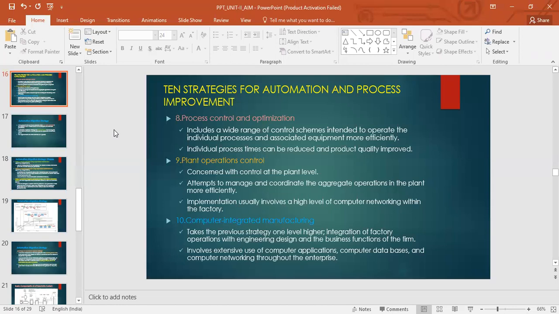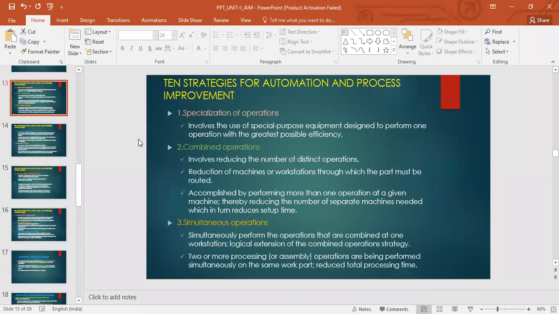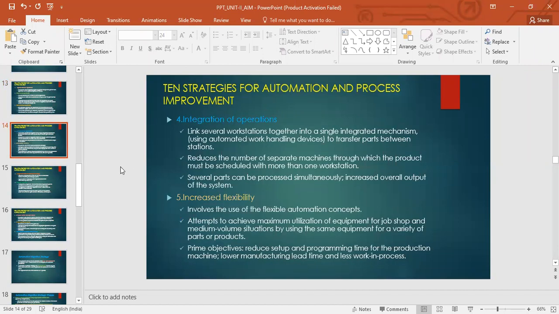So how do you automate? You have 10 strategies. That's what we were discussing, right? So we saw that the first one was specialization of operations. Then combined operations, trying to combine so that the workpiece goes through fewer workstations. Simultaneous operations, if you can perform the operations simultaneously. So it was an extension of combined operations. And then integration of operations, where you link up several workstations, so that even that time can be saved.